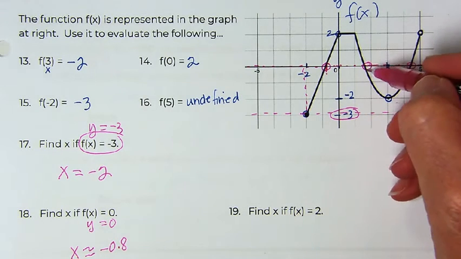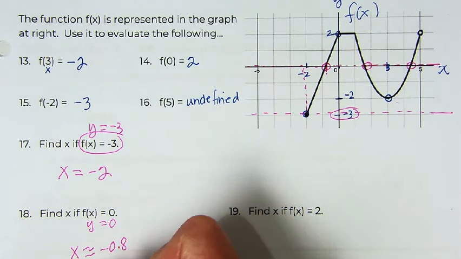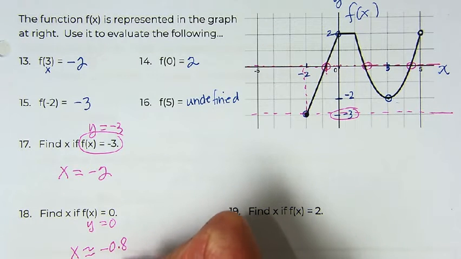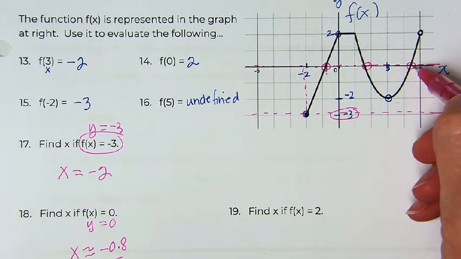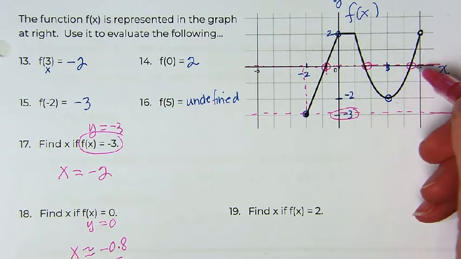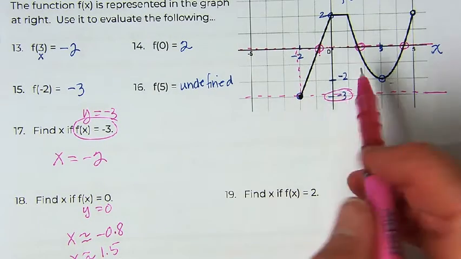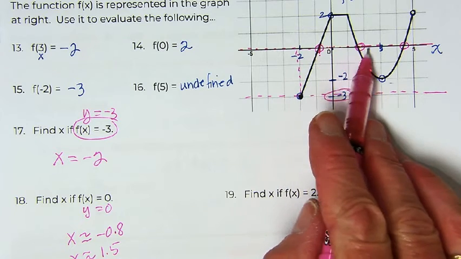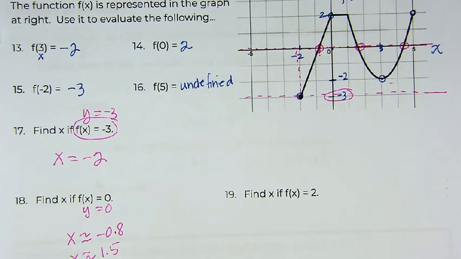I don't think I could argue with you. This one looks like it, I'm going to call that one at about 1.5. And here, let's see, not quite 4.5. I'm going to say x is about 4.3. So in this case, the output y equals 0 at 3 different points on this function.